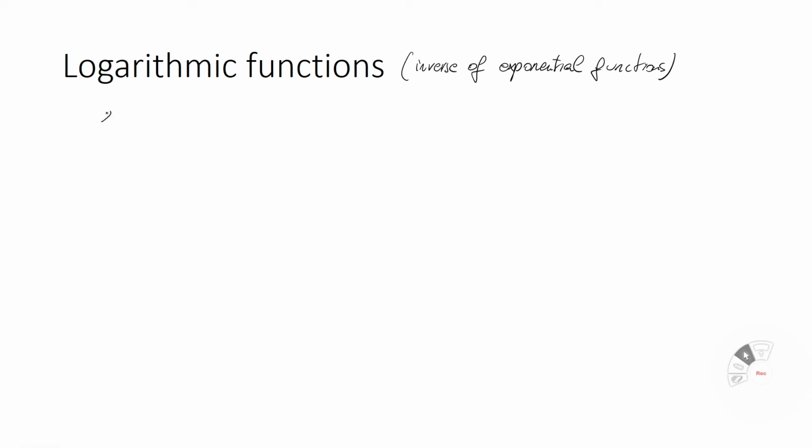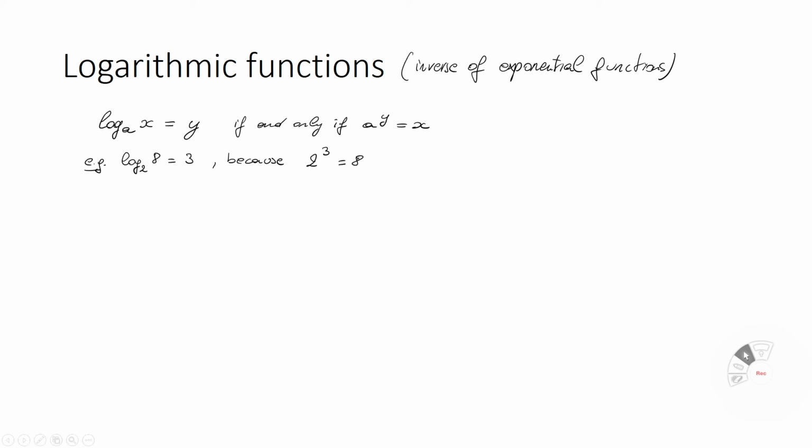Well, we define the logarithm with base a of a value x. We say that that's equal to y if and only if a to the power y is equal to x. So for instance, the logarithm with base 2 of 8 is equal to 3, because if you take 2 and you raise it to the power 3, you get 8.